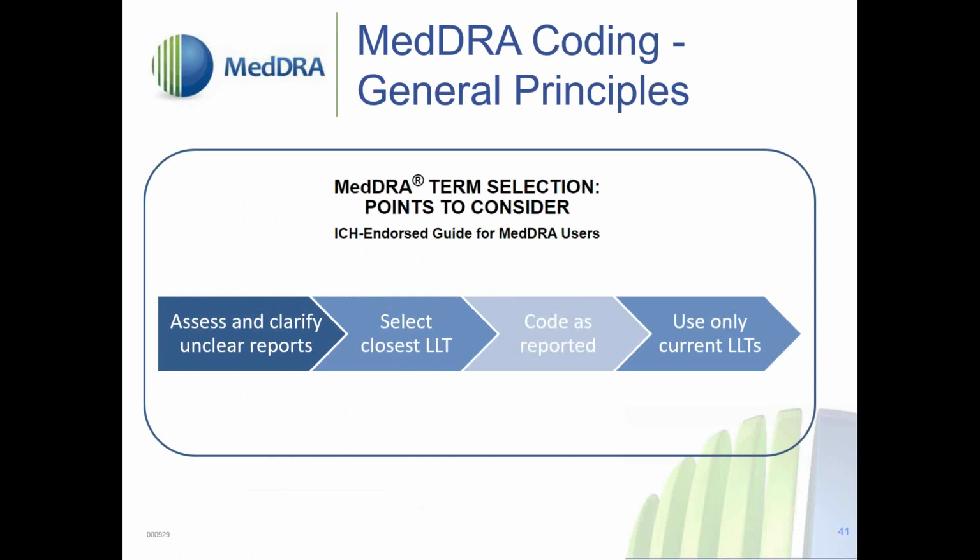If the information received is vague or ambiguous, or of poor quality, then ask for clarification. Coding is done on the LLT level, and the LLT that most accurately and most specifically reflects the reported incidents and events should always be selected. Nothing should be interpreted or added, and no relevant information should be omitted. This is the basic rule: code as reported. And of course, only current LLTs should be used for coding purposes. I assume you are all very familiar with these basic rules, so I will not go into these any further.